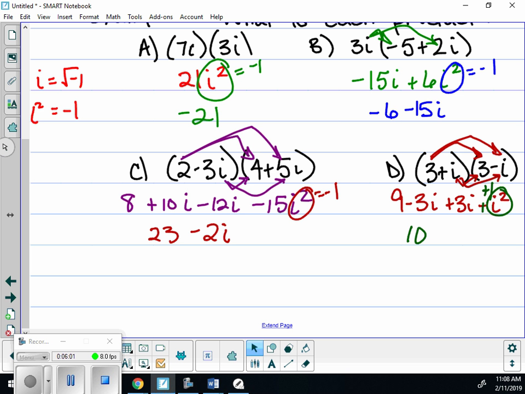When we multiply two numbers like this, where they are the same values, but our middle signs are opposite, so we have a 3 and we have an i, one's plus, one's minus, you are always going to end up with a real number when you multiply them. The imaginary parts will go away.